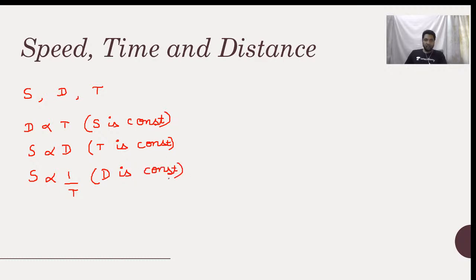Is that clear? By combining, we can say that using the constant of proportionality as 1, speed is always equal to distance traveled divided by time taken. Is that clear?